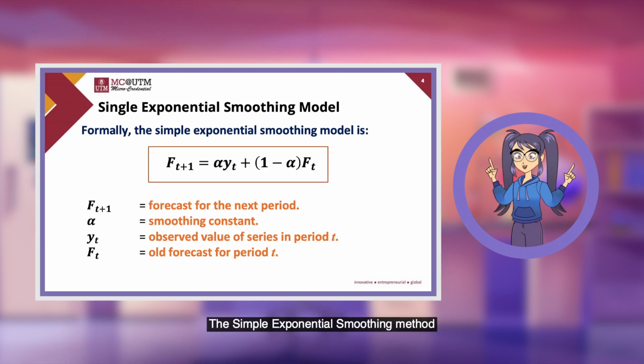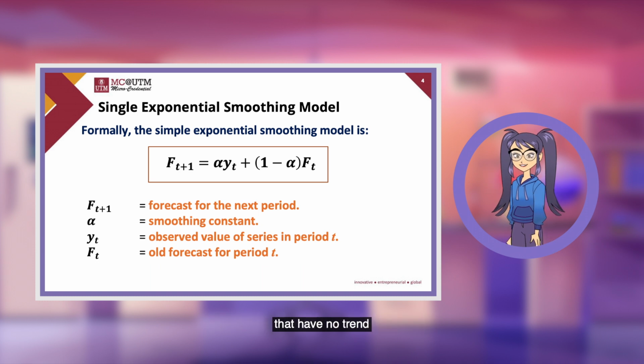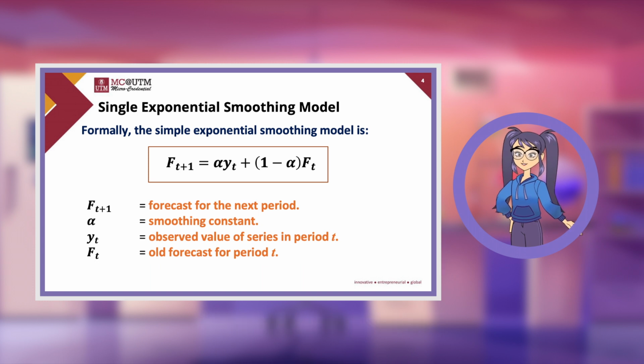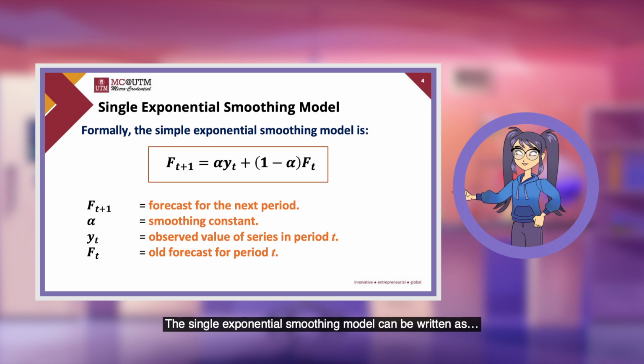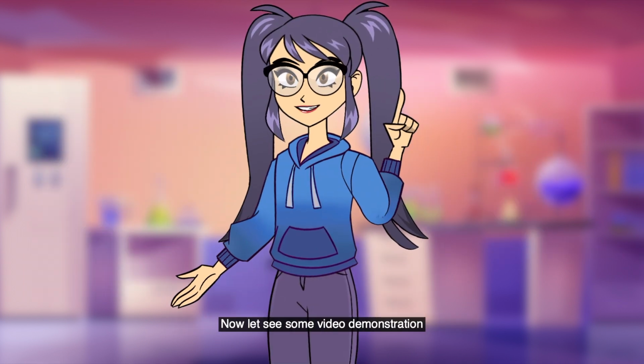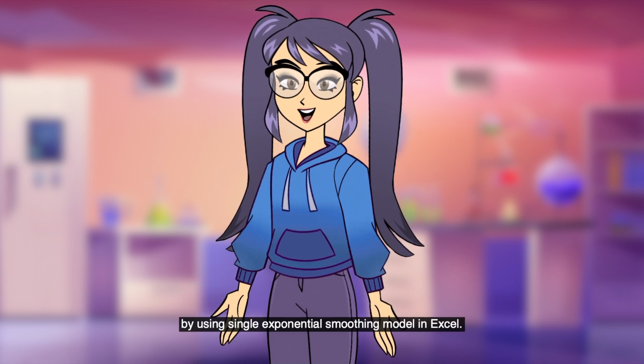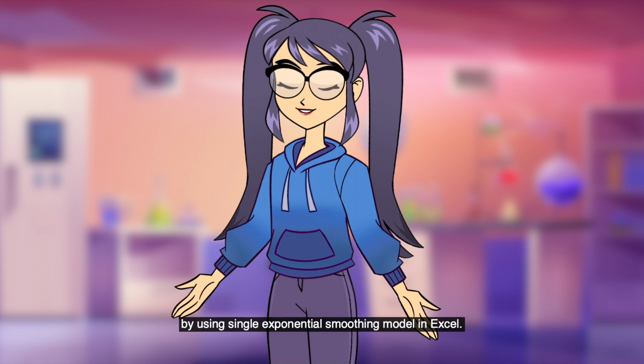The simple exponential smoothing method is used for time series data that have no trend and when the mean or level of the time series is slowly changing over time. The single exponential smoothing model can be written as. Now, let's see some video demonstration on how to model the data by using single exponential smoothing model in Excel.